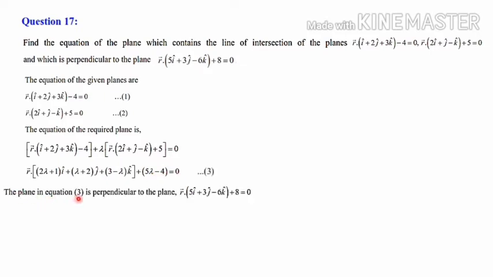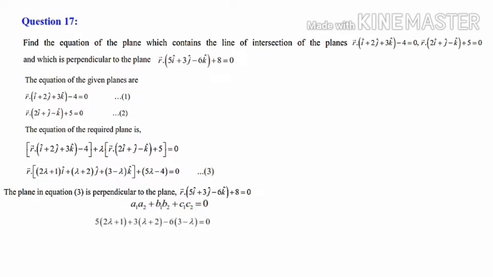The plane in equation number 3 is perpendicular to the plane vector r dot (5i cap plus 3j cap minus 6k cap) plus 8 is equal to 0. Two planes are perpendicular in the sense their normals also will be perpendicular, meaning the direction ratios of the normals satisfy the condition that the sum of the products of the direction ratios is equal to 0. That condition we have already studied. That is a1 a2 plus b1 b2 plus c1 c2 is equal to 0.